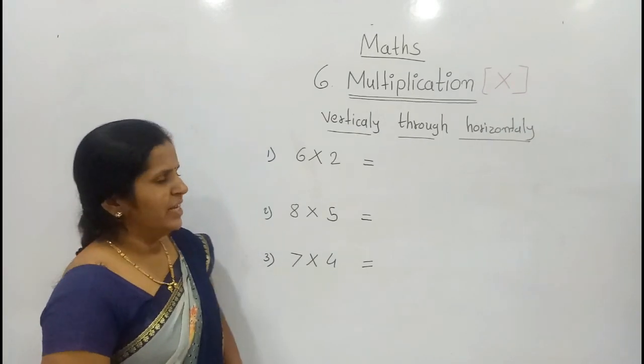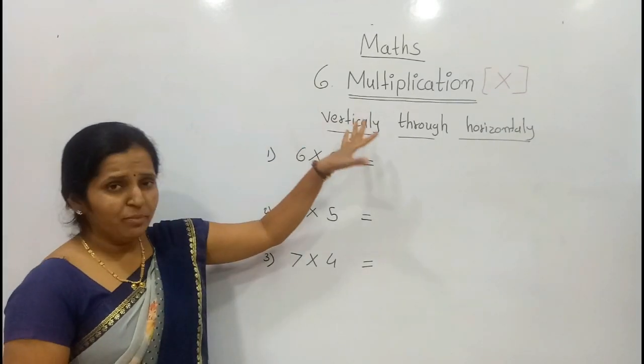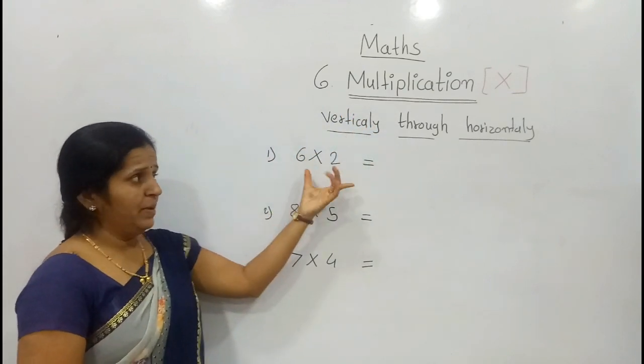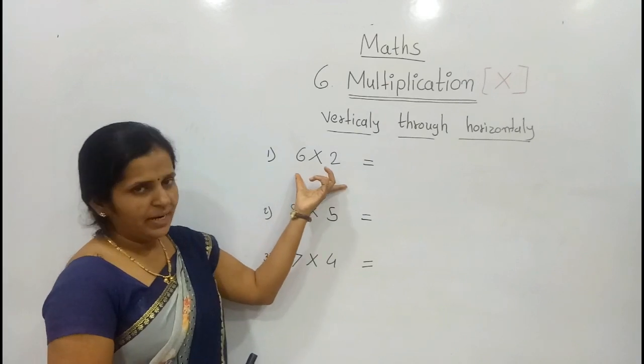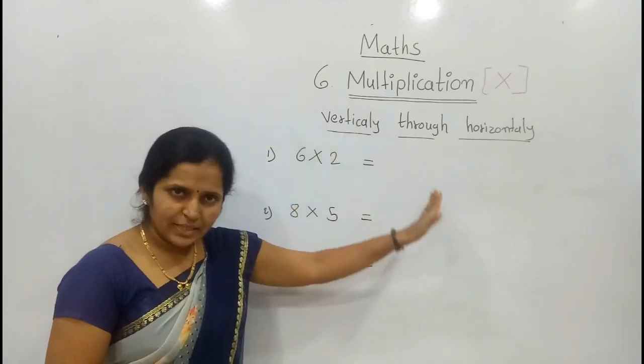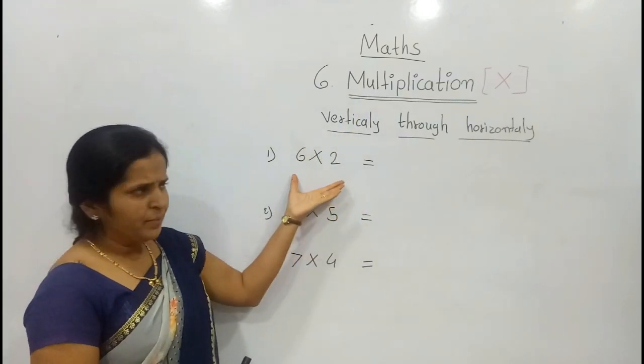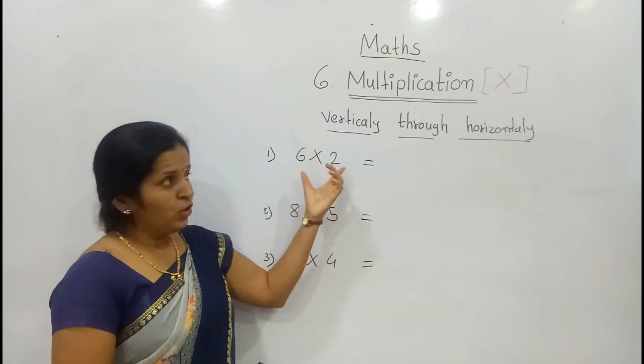Okay, let's start our next unit. That unit is: while doing multiplication, if the example is given horizontally, means in sleeping manner, we have to write that example vertically, means in standing manner. How to write it? 6 into 2 or 2 into 6.